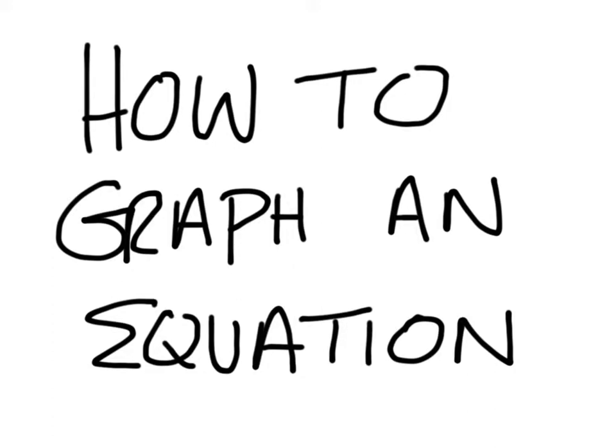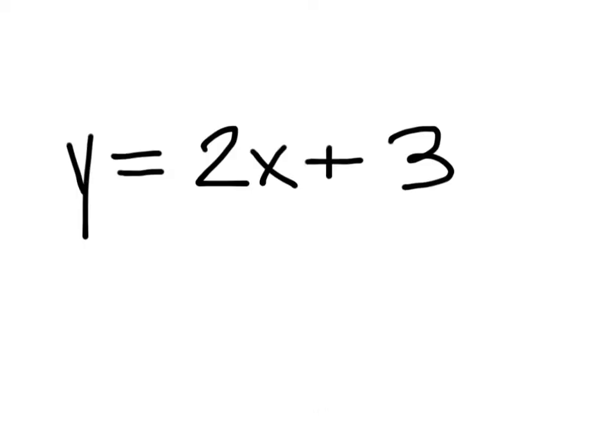How to graph an equation. I'll be giving you graph paper. It'll look something like this. The first one we have to try to graph is y equals 2x plus 3. That's in slope-intercept form, in which the 2 is the slope and the 3 is the y-intercept.